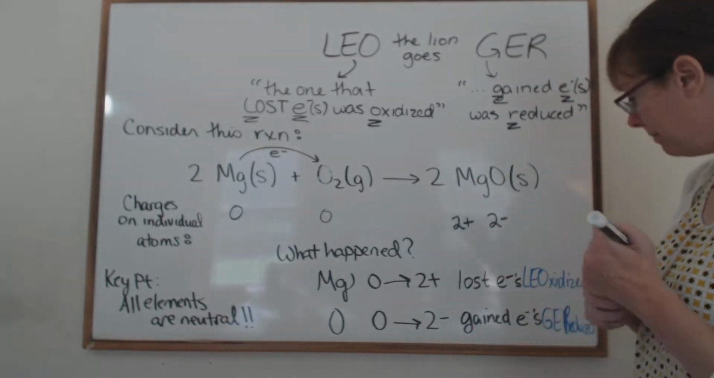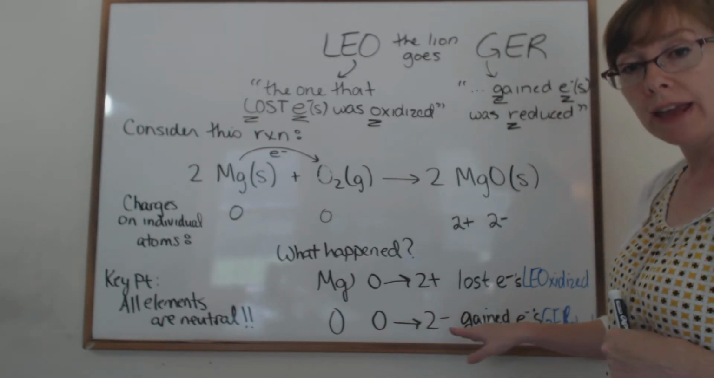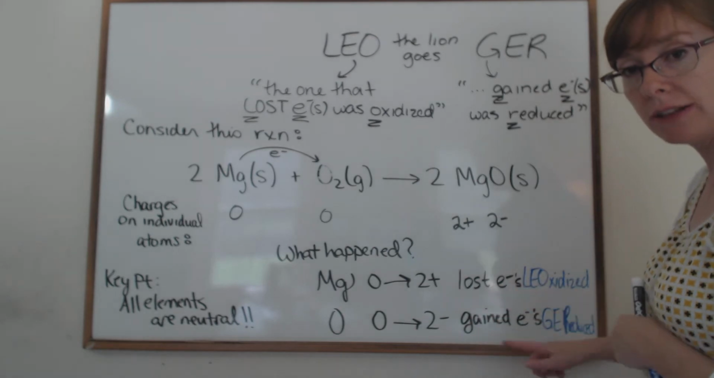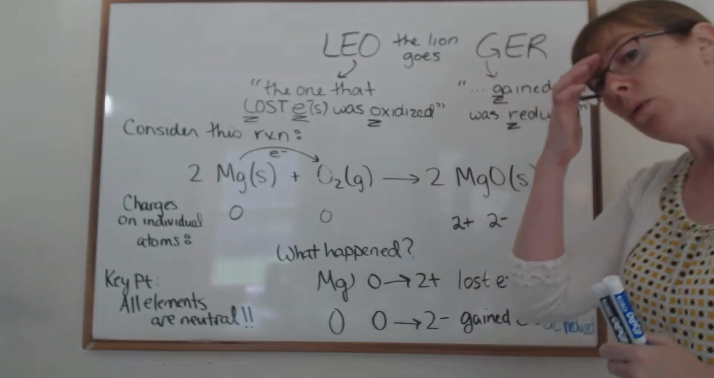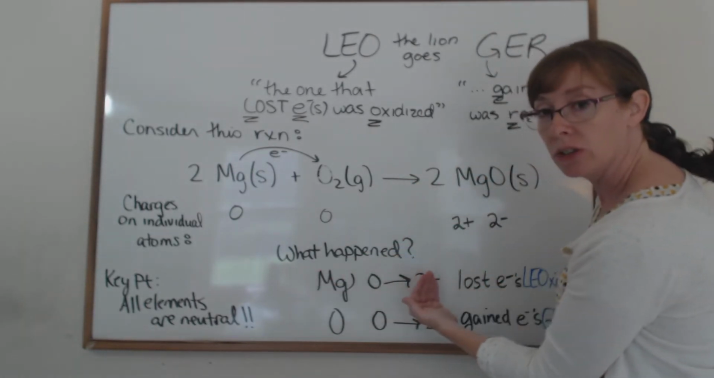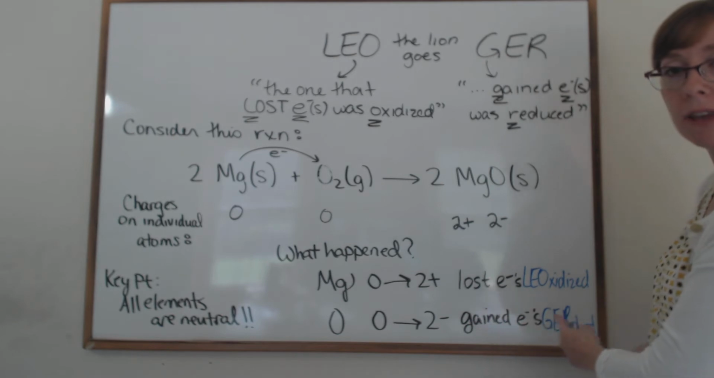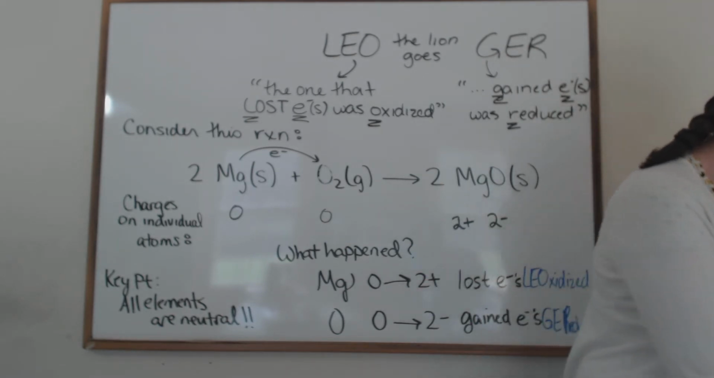So hopefully you're with me. I think it's easier to see the reduced one. The one that got more negative picked up electrons, gained electrons, and he was the one that was reduced. Okay, so that's how you're going to be able to tell which reactant was oxidized and which was reduced. Tell their stories, see which one got more negative. He's the one that got reduced. So oxygen got reduced.